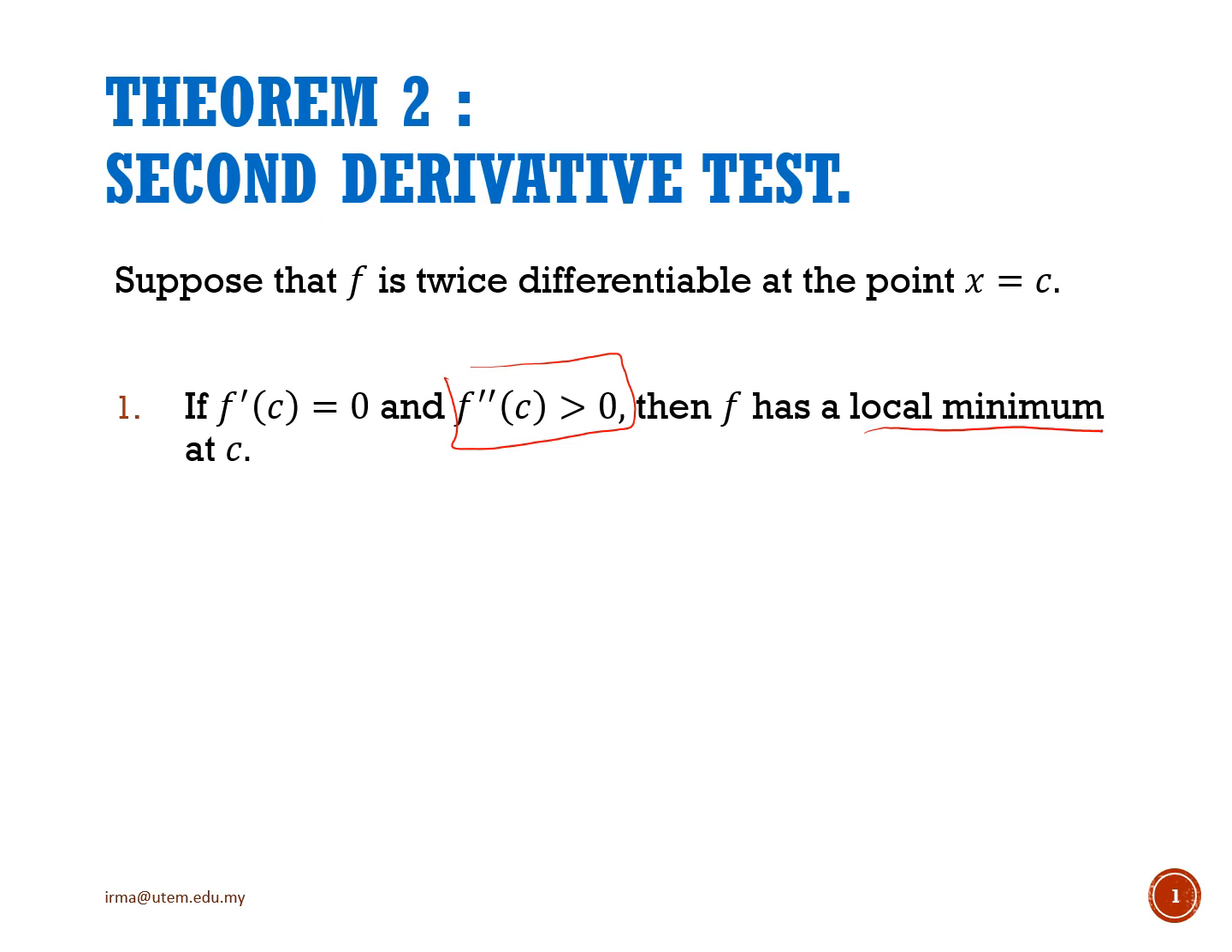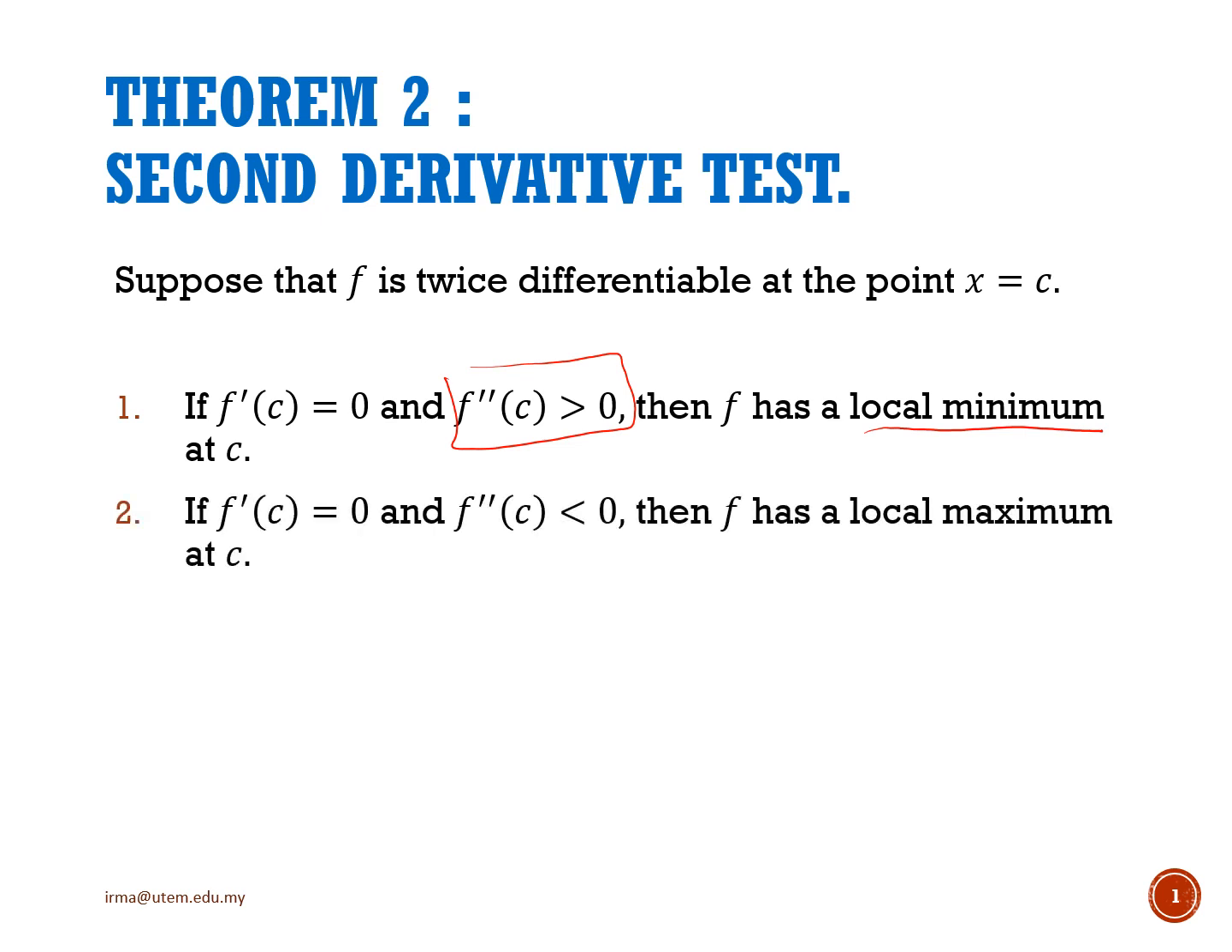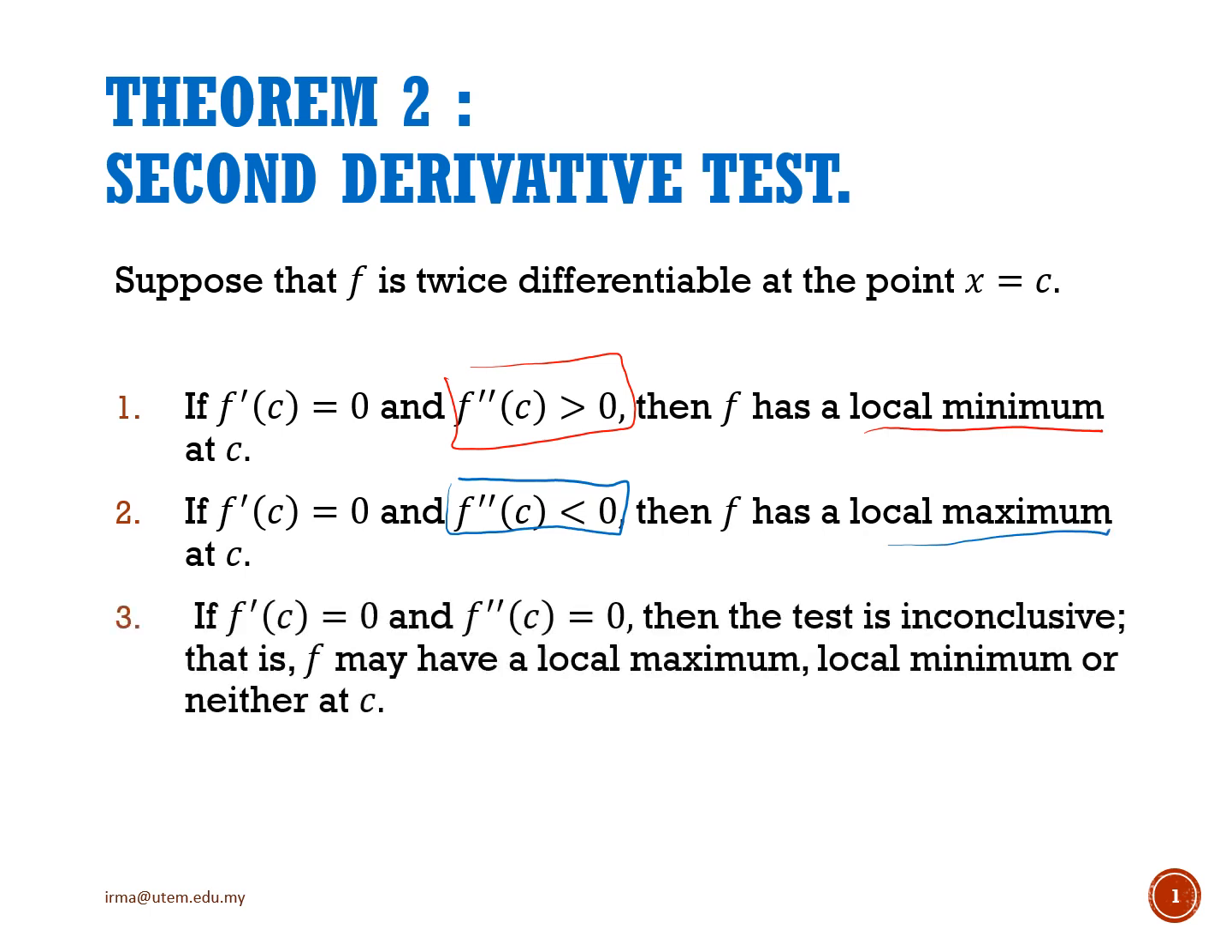Number 2, if f prime c is equal to 0 and f double prime c is less than 0, which means that we have the negative value of f double prime, so f has a local maximum at c. Number 3, if f prime c is equal to 0 and f double prime c is equal to 0 also, then the test is inconclusive. That is, f may have a local maximum, local minimum, or neither at c.